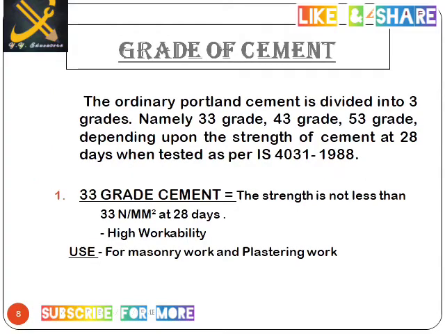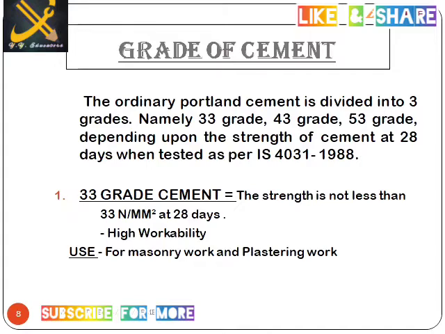Now, the grade of cement. There are different types of grades present in cement. The ordinary Portland cement is divided into three grades, namely 33 grade, 43 grade and 53 grade, depending upon the strength of cement at 28 days when tested as per IS 4031-1988. Look at the 33 grade cement.